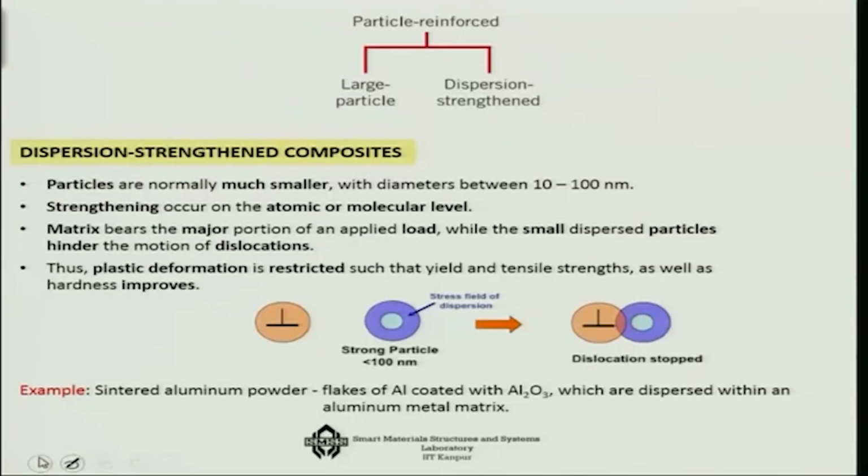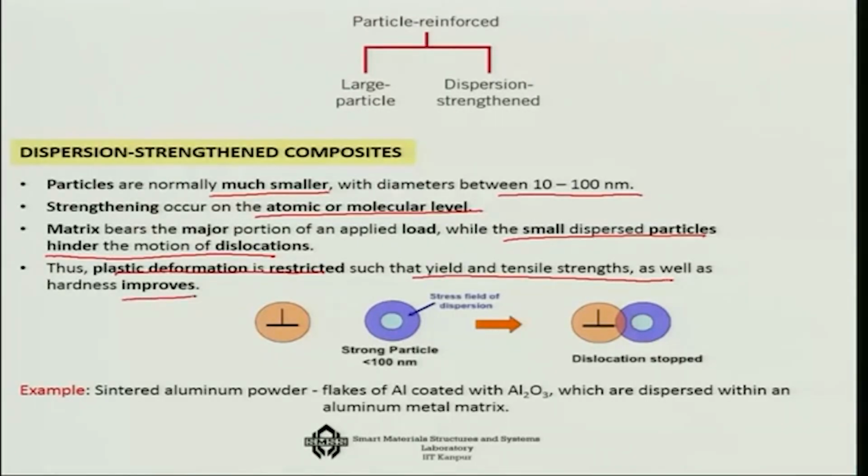These are, like I told you, something like nanocomposites. Here particles are very, very small, something like 10 to 100 nanometers, and here the strengthening occurs on the atomic or molecular level. The matrix bears the major portion of the applied load, while the small dispersed particles hinder the motion of the dislocations. Thus plastic deformation is restricted because the dislocation movement is hindered, and this yields a good improvement in the tensile strength as well as the hardness.